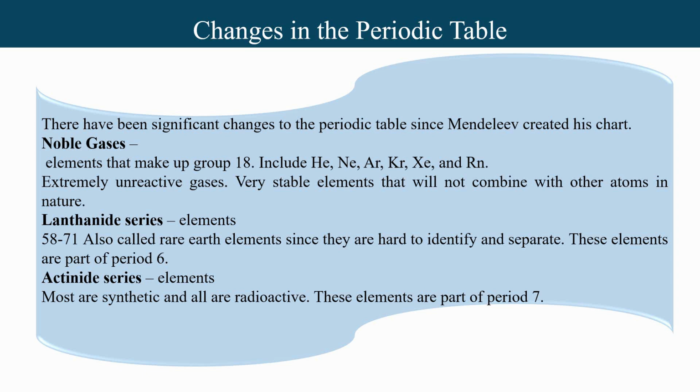Similarly, the lanthanide and actinide series were later discovered. The lanthanide series includes the elements from atomic number 58 to 71. These are also called rare earth elements because they are hard to identify and separate, and these elements are part of period 6. The actinide series includes elements of which most are synthetic and all are radioactive, and these elements are part of period 7.